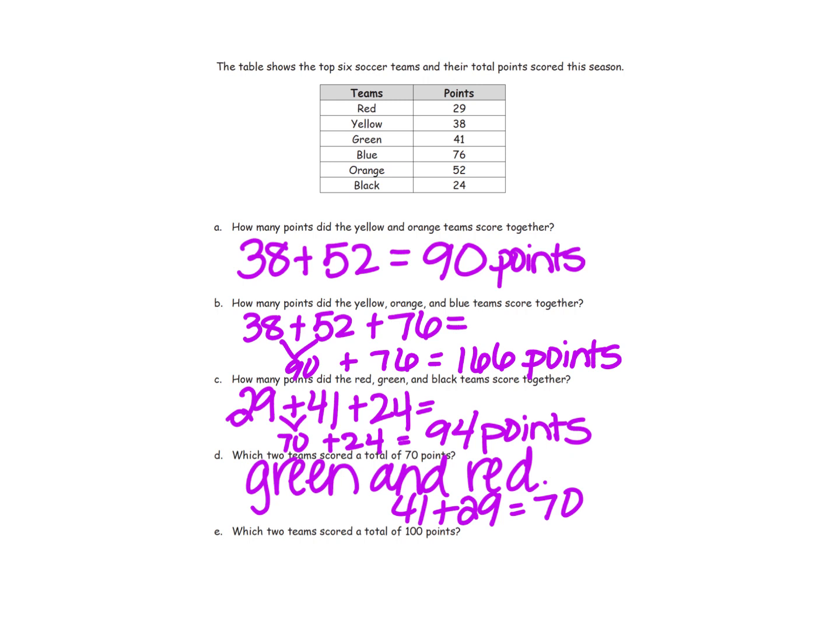Part E. Which two teams scored a total of 100 points? We're going to come back up to our table and look for two numbers that could equal 100. Here we have a 76 and a 24. Those two numbers would equal 100. So our answer would be blue and black. Showing our work, that would be 76 plus 24 equals 100.